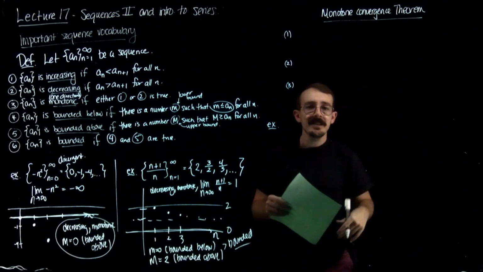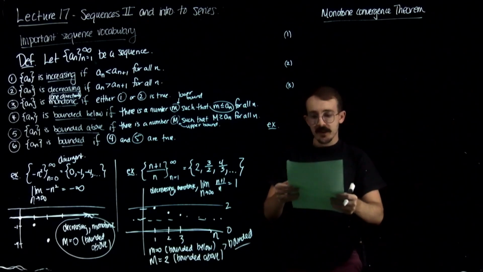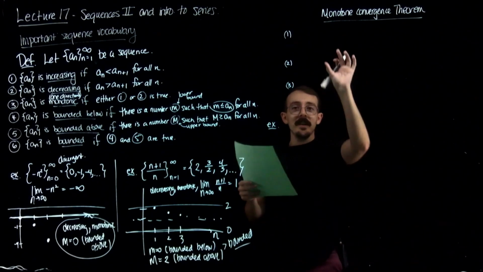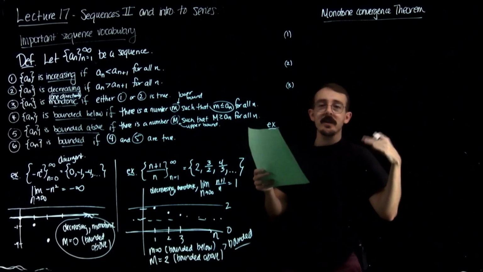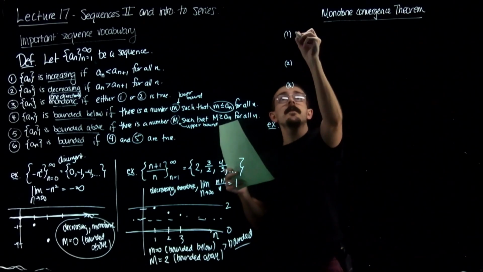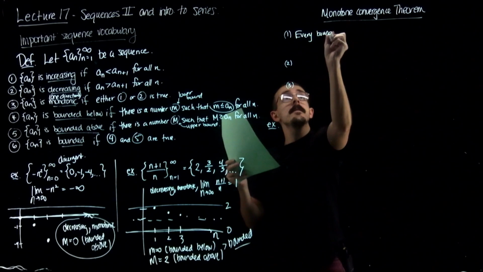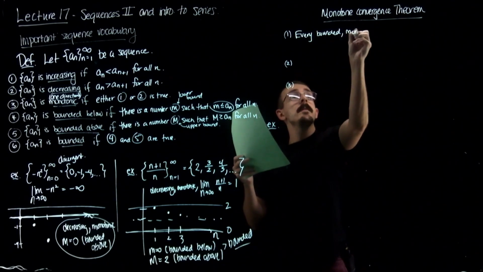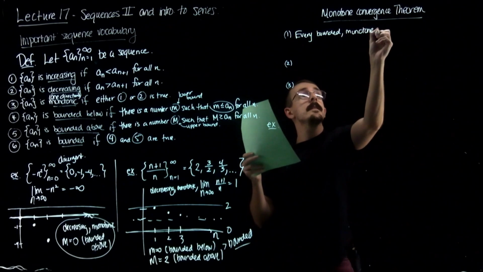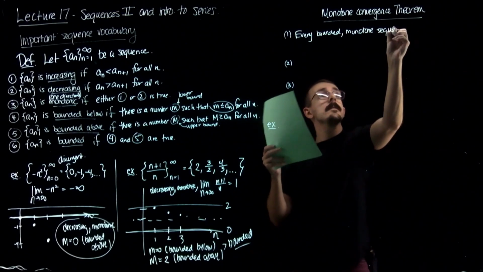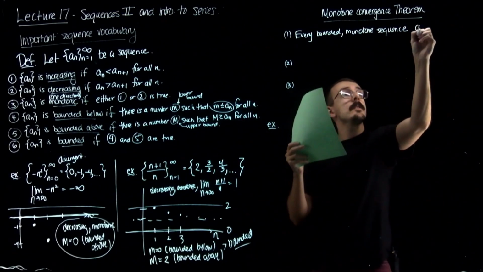Now I'm going to turn my attention to the monotone convergence theorem. And there's 3 different scenarios that I want you to know, like 3 different statements. So the first one is every bounded monotone sequence converges.